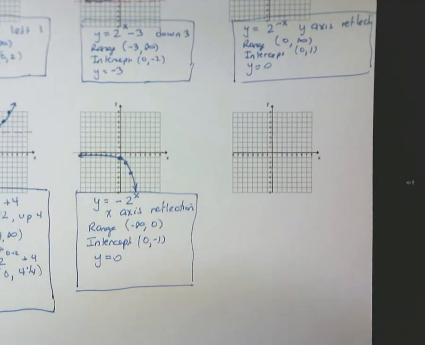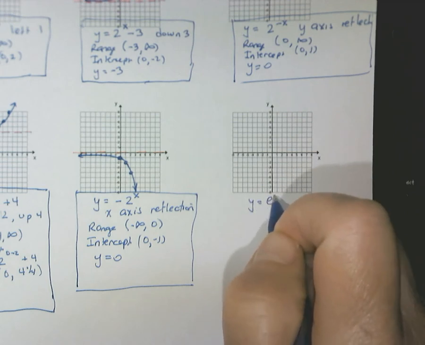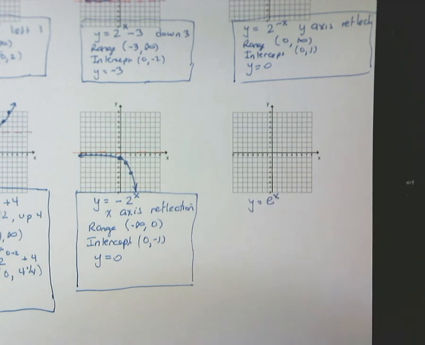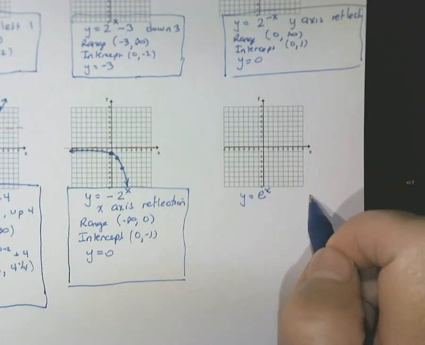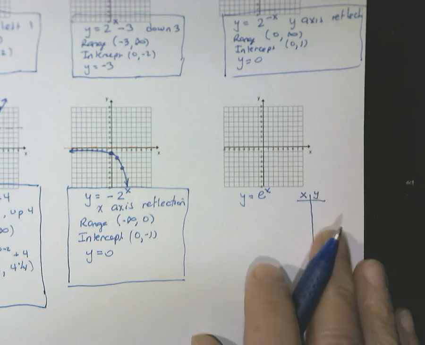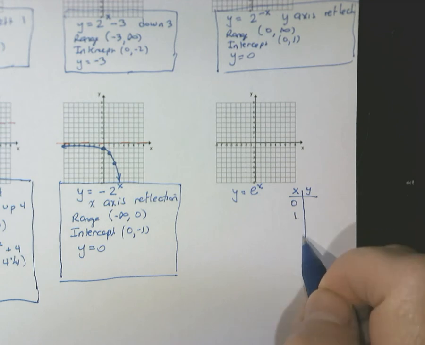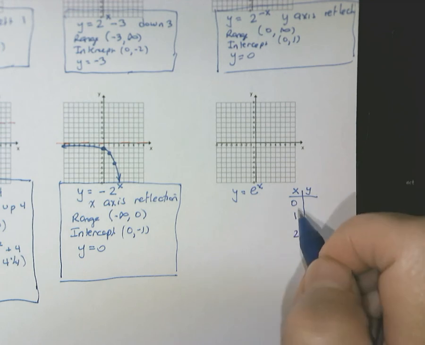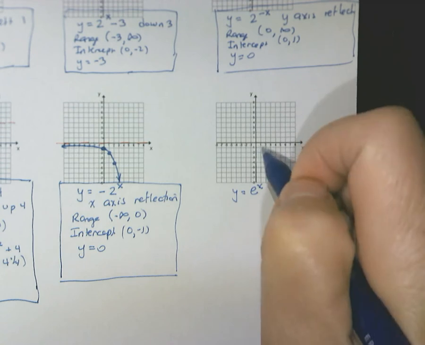One more graph. Let's look at this y equals e to the x. This makes people uncomfortable. So I could go into a calculator and I could figure out what these values are. I'm not going to worry about the negatives. I'm just going to do 0, 1, and 2. E to the 0 is equal to 1. So I'm going to plot the point 0, 1.